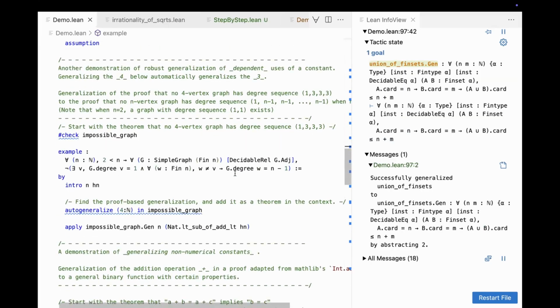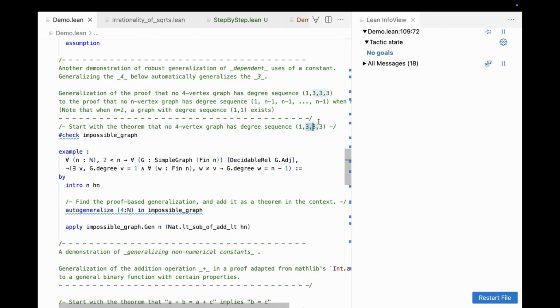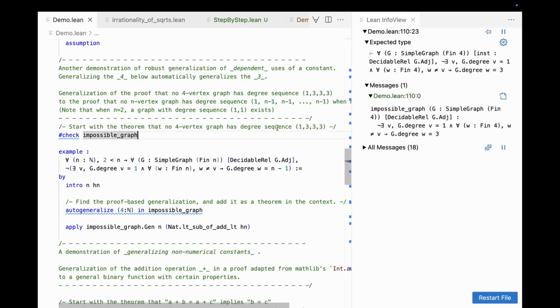Another more complicated example: suppose that we already have the proof that no 4 vertex graph has degree sequence 1, 3, 3, 3. The way this proof works is we say, well, all but one of the vertices are connected to every single other vertex. Then we shouldn't have a vertex that's just a leaf. That would be impossible. And so say we've proven that. We can't have one vertex with degree 1 and all the rest have degree 3.